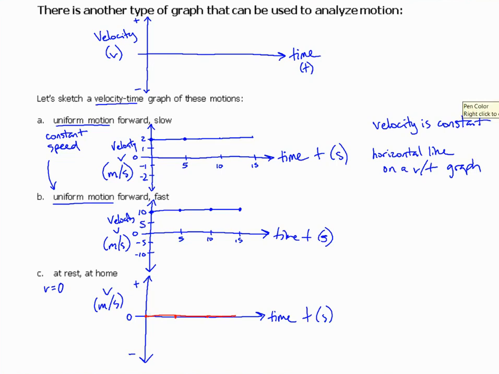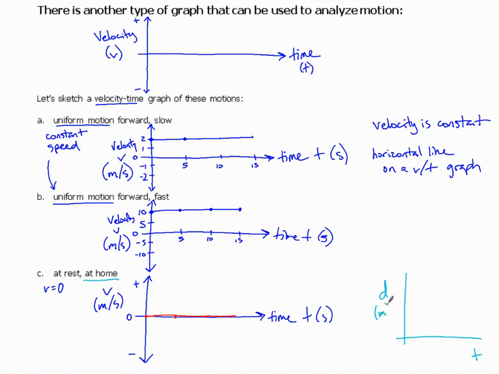It also says at home. Can I know my position based on a velocity time graph? There is nothing on here that would really imply where I'm at. So if we want to know about at home, I'm going to use a different color here. If we want to know about our position, we have to use the distance time graph.